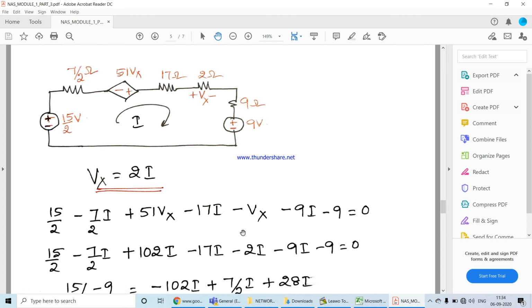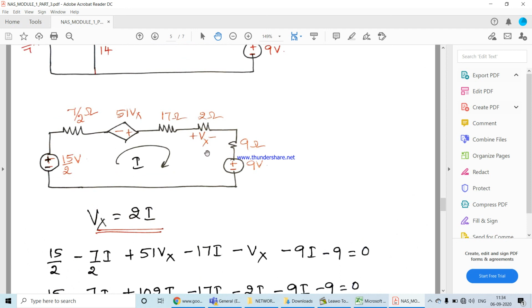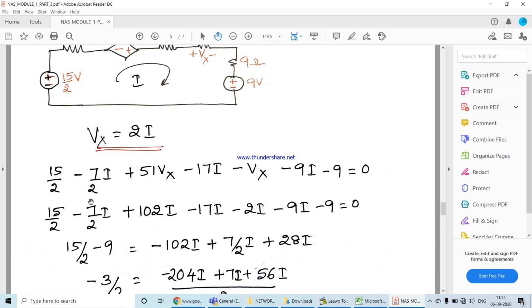Now what is Vx exactly? Vx is the voltage across 2 ohms. Can I write it as 2i? Vx equals 2i. Therefore 15 by 2 minus 7 by 2i plus 51 into 2 is 102 times I, minus 17i minus Vx, which is minus 2i, minus 9i minus 9 equals 0.